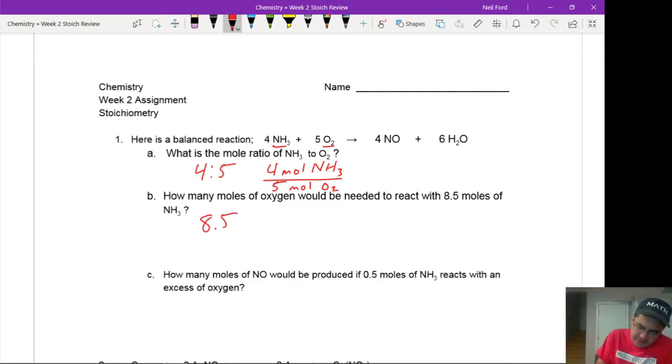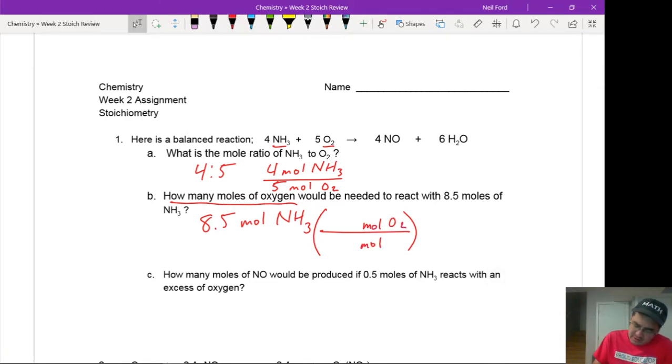So you start with what's given, 8.5 moles of NH3, and it's asking you to figure out how many moles of oxygen. Okay, so you're going to convert to moles of O2, and you need to convert from moles of NH3. So you notice how I put moles of NH3 on the bottom to cancel with the moles of NH3 that was given. So then I fill in the mole ratio. Again, it's a 4 to 5 mole ratio. So I'm going to end up multiplying 8.5 times 5/4. The ammonia moles cancel.